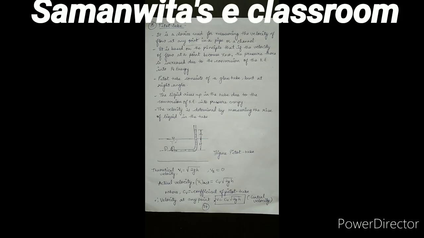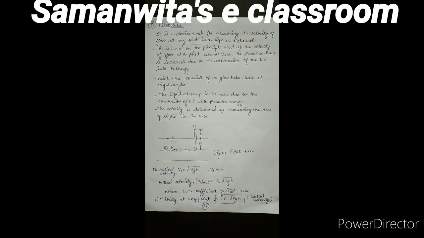Hello everyone, welcome to the next session on application of Bernoulli's principle. In this session, we will see about the third application, which is Pitot tube. Pitot tube is a device used for measuring the velocity of flow at a point in a pipe or a channel. It is based on the principle that the velocity of flow at a point becomes zero. The pressure there is increased due to the conversion of kinetic energy to pressure energy.